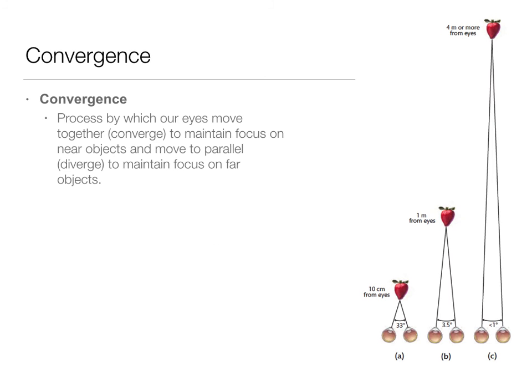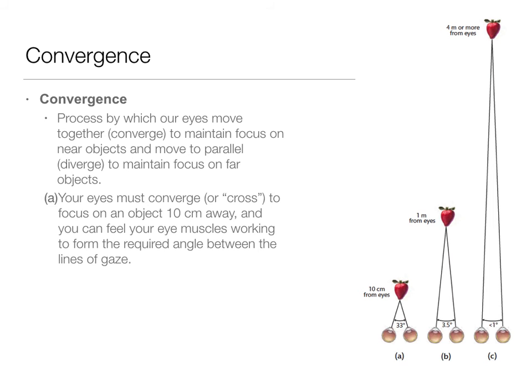So here are some examples of that. Convergence is how we move our eyes together to continue to focus, to continue to foveate, or how we move our eyes apart to maintain objects that are further away. In the first image, A, your eyes must converge on an object that's very close, about 10 centimeters away. And you can feel your eye muscles working to form that angle. If you hold a pen up really close to your face, you can feel those eye muscles straining to both look at the same thing. Basically, your eyes are almost crossed.